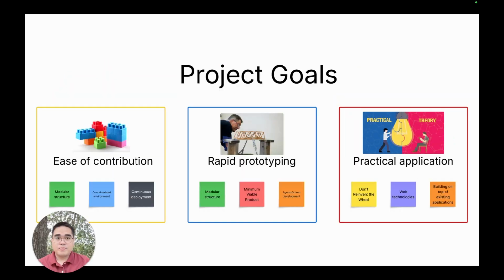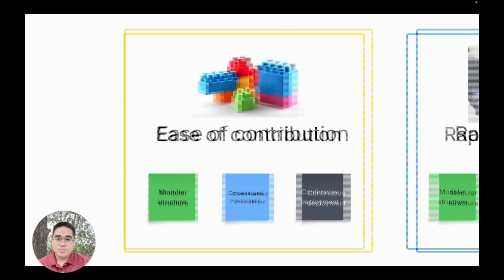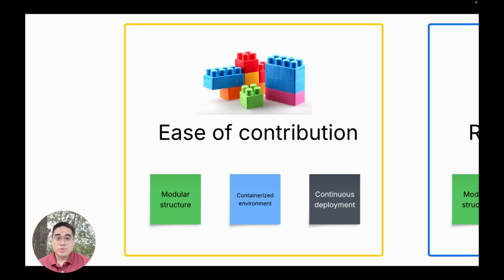We set out to achieve three primary goals with this project. The first was ease of contribution. We wanted every member to contribute effectively, regardless of their hardware or technical expertise. We have achieved this by using a modular code structure to minimize merge conflicts and containerizing our development environment to simplify local setup across different operating systems. We also implemented continuous deployment, which allowed us to push changes to production without worrying about the underlying cloud infrastructure.